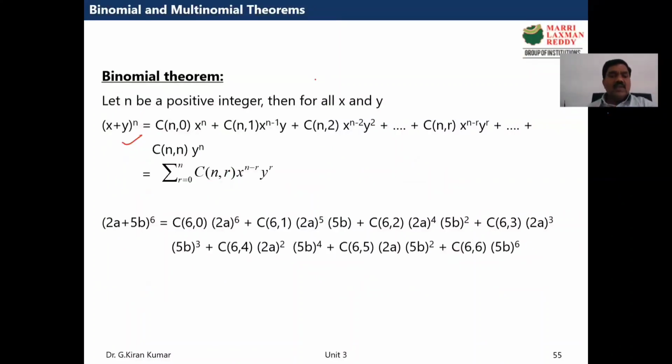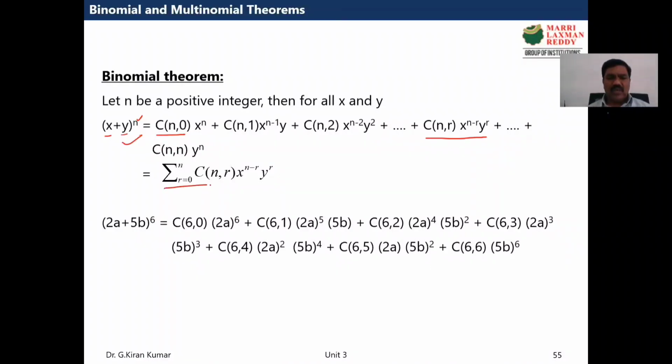So simply, the binomial theorem is when you have two variables, let's say x and y, and you have some exponent n, then how do you expand this? That is the concept. The coefficients are C of n comma 0, x power n, C of n comma 1, x power n minus 1 y, and so on. C of n comma 2, x power n minus 2 y power 2. In general, the rth term will be C of n comma r, x power n minus r, y power r, and so on. The last term will be C of n comma n, y power n.